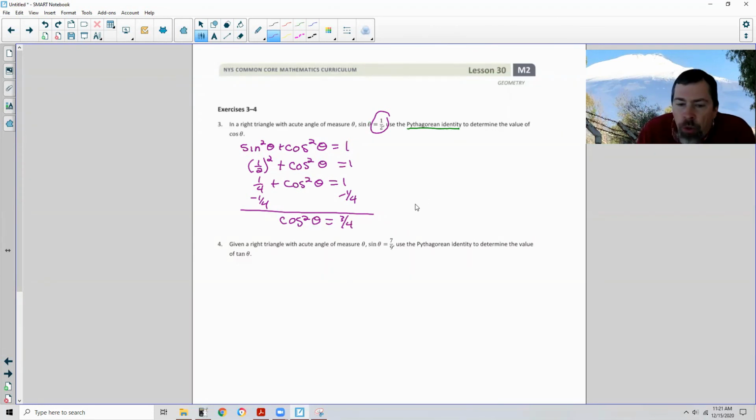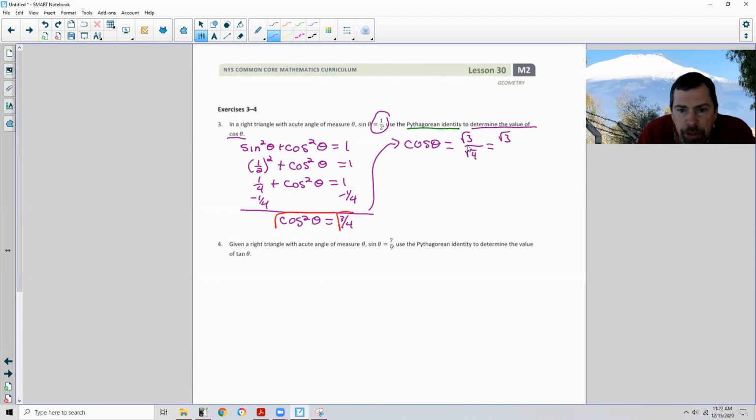Okay, so in order to get cosine theta, we have to take the square root of both sides. So I will take the square root of the left, I will take the square root of the right, and that will lead us to the last step, where we're going to get cosine theta. It says to determine the value of cosine theta. So we're almost done. That is going to equal the square root of 3/4, but I don't want to leave that as an irrational denominator, so I want to rationalize the denominator. But wait a second, the square root of 4 is rational. The square root of 3.